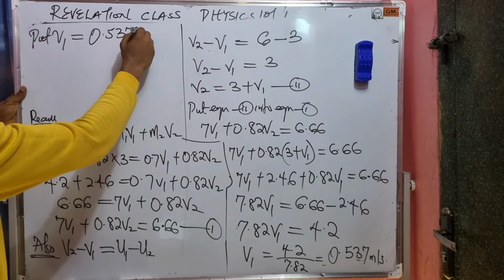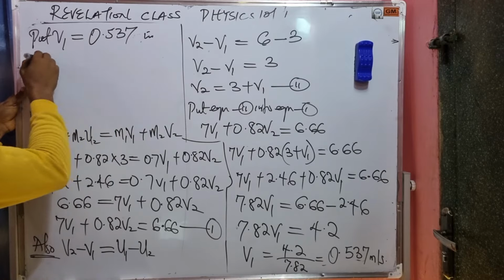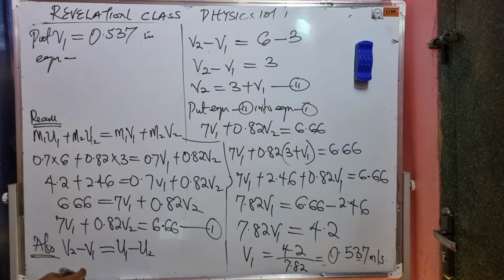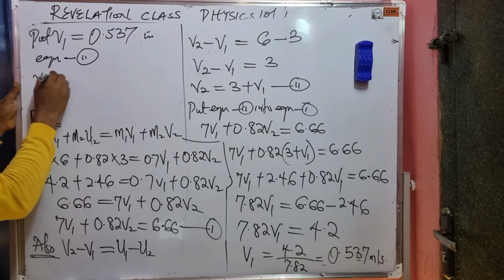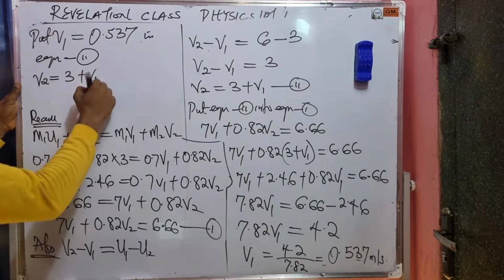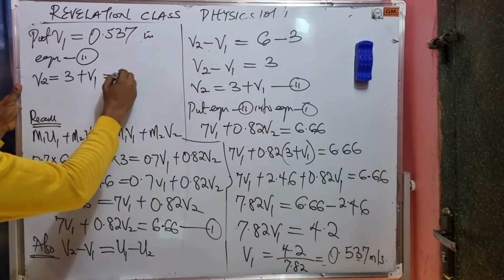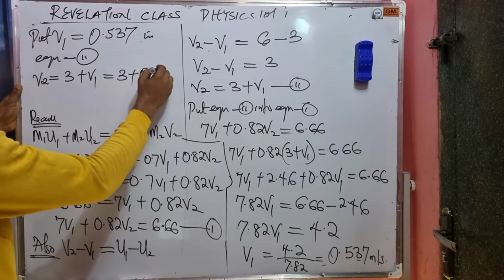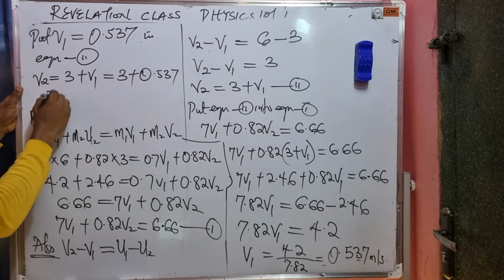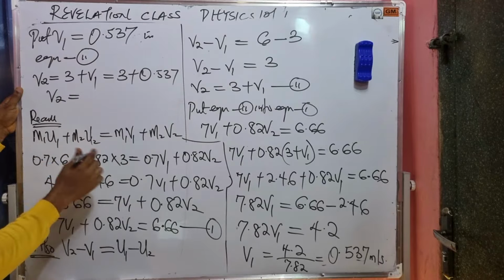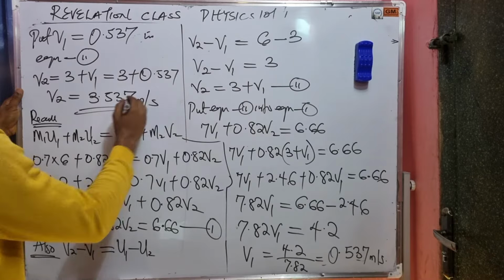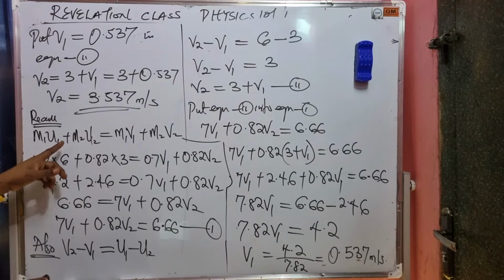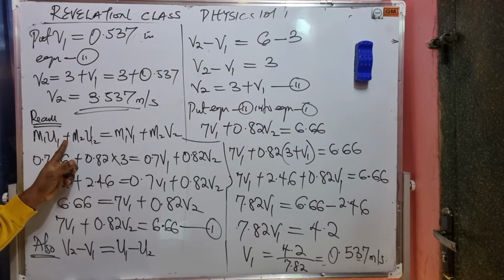0.537 meter per second. Okay, in equation 2, that says that V2 is equals to what? 3 plus what? V1. And that will give us 3 plus 0.537. So our V2 will then be, okay, 3.537.